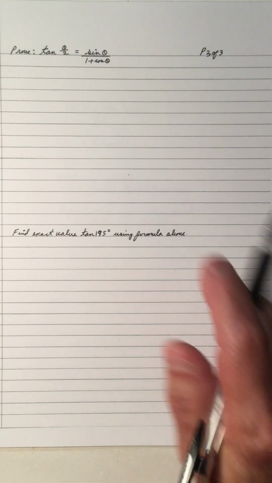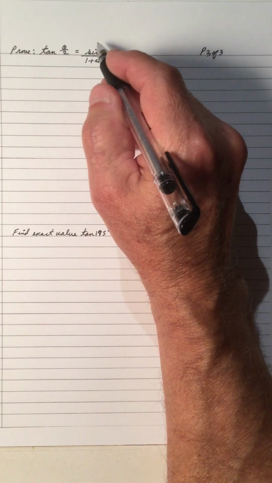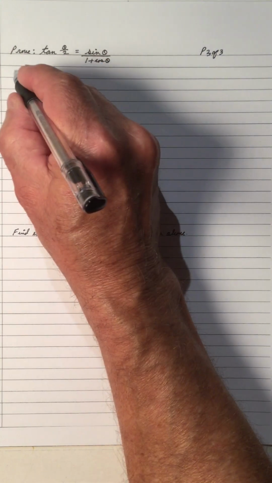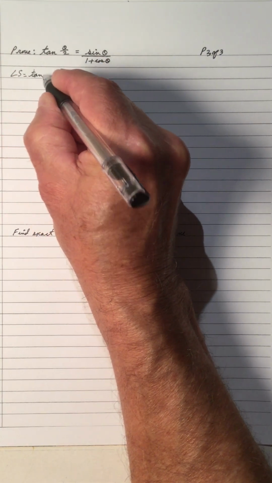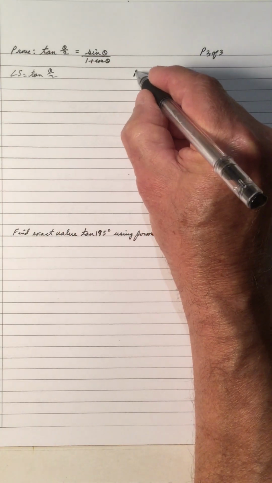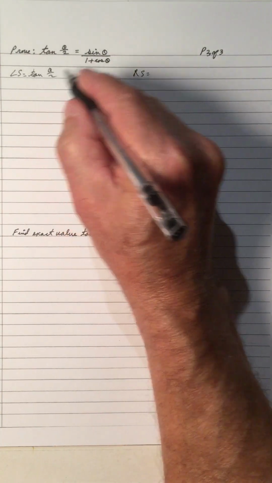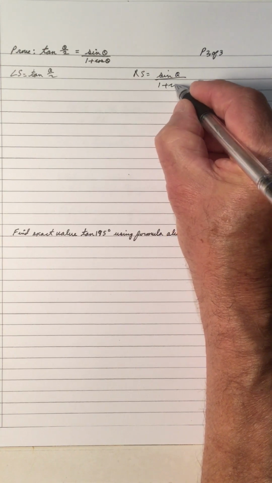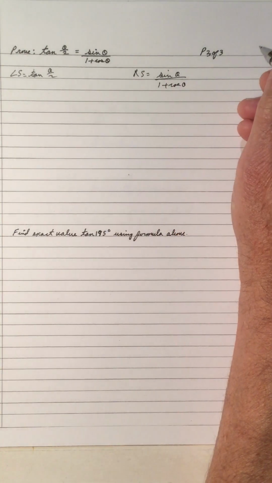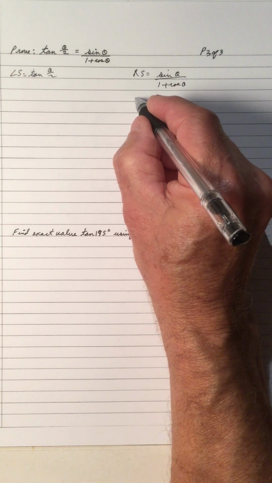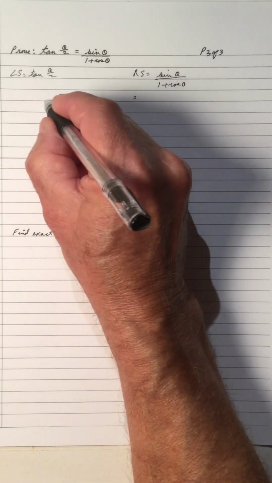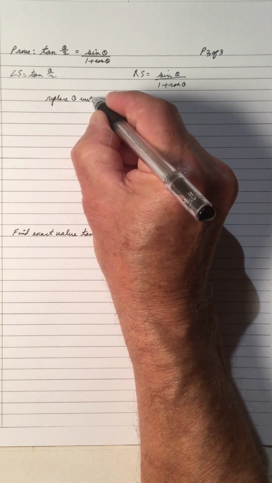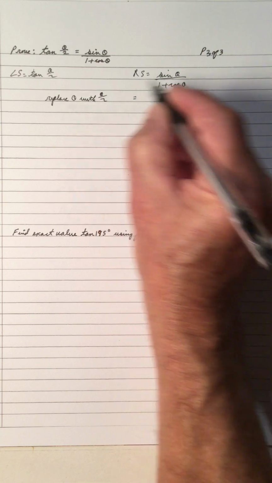Now, prove that the tan of theta over 2 equals sine theta over 1 plus cos theta. Well, we have a left side, which is the tan, and we have a right side. This is tan of theta over 2, and the right side is the sine of theta over 1 plus cos theta. Now another trick to this, what we're going to do is I'm going to work this side, but I'm going to replace theta with theta divided by 2.